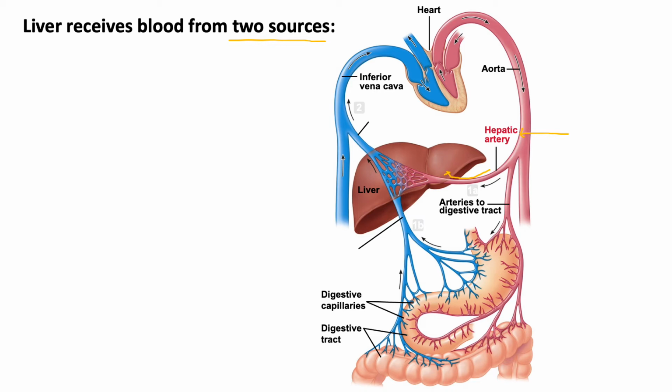Okay? But we'll also see the hepatic portal vein. And this is where venous blood from the digestive tract is going to enter the liver for processing and storage of absorbed nutrients that we've gotten from that GI tract. And then we'll see there's a hepatic vein that leaves the liver, and that'll flow up to the inferior vena cava.